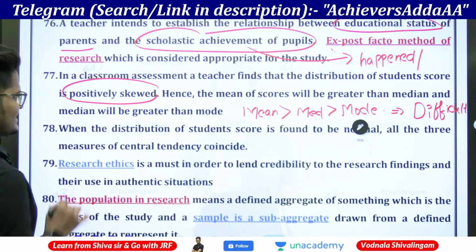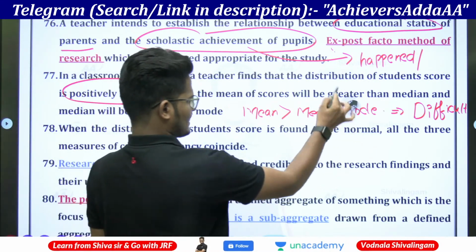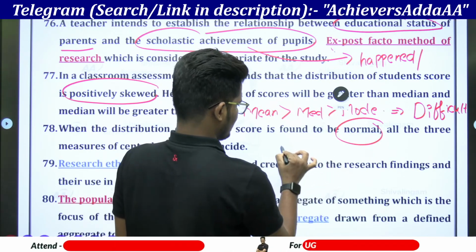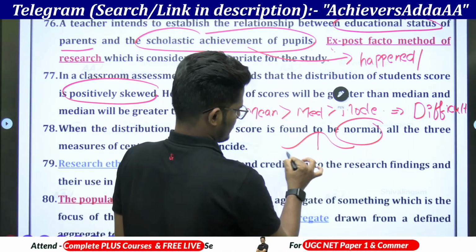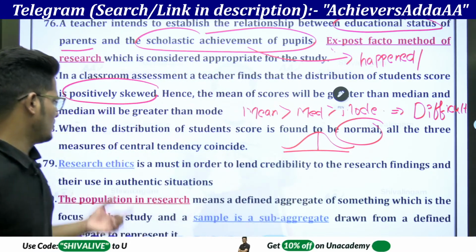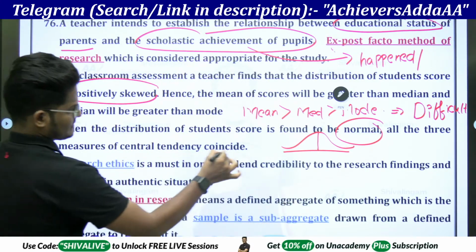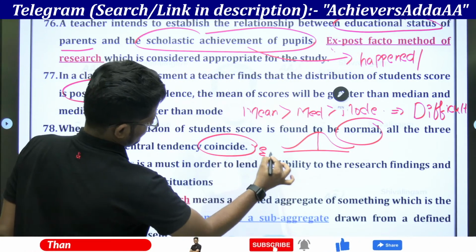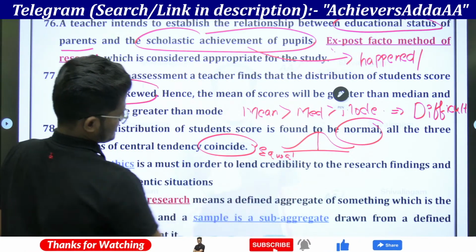Next, when the distribution of student scores is found to be normal. Normal means the middle, where all three things, median, mode and mean, are equal. So all the measures of central tendency coincide, meaning they are equal. That is what we understood in the morning session also.